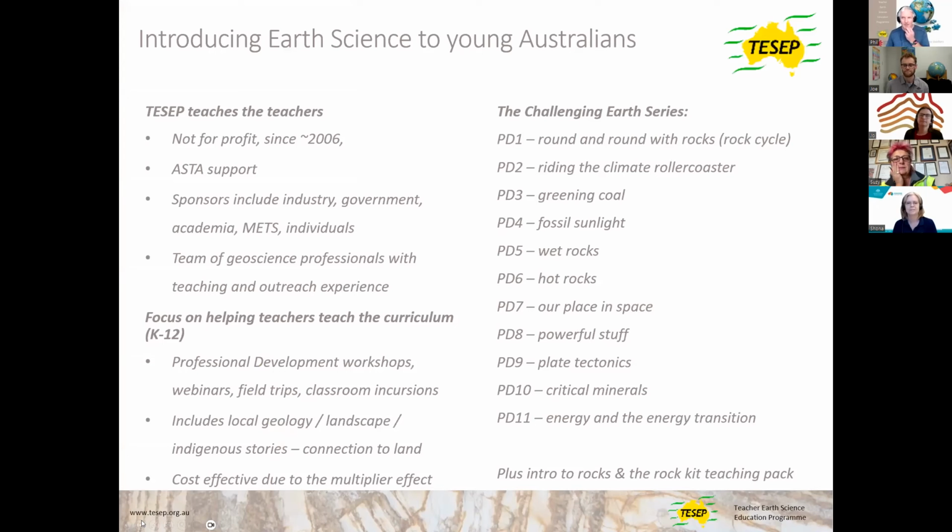TESEP, the Teacher Earth Science Education Program, has been around since around 2006. We're supported by the Australian Science Teachers Association, and we have a whole range of partners and sponsors from industry, government, through to academia, museums and individuals as well. Our team are mainly geoscientists like myself, but have a lot of experience in outreach and, in my case, tourism as well. And really, I guess we have two roles as we see it. Firstly is to teach the teachers, but also to introduce Earth science to young Australians.